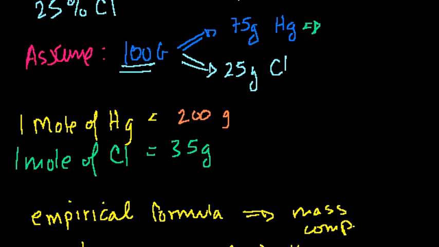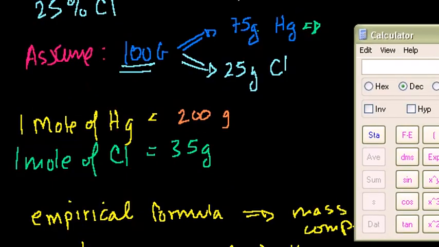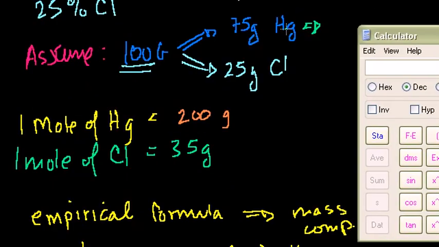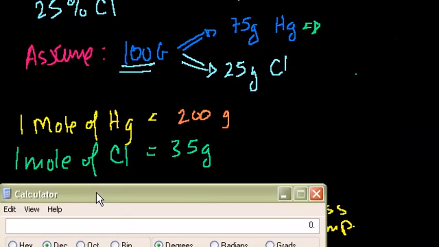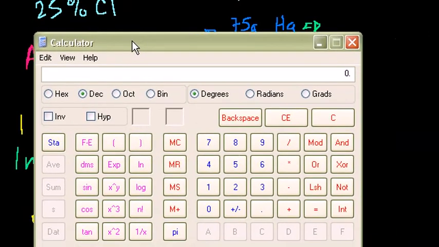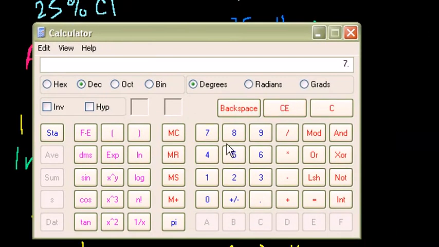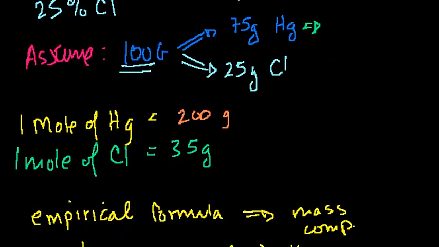So how many moles of mercury do I have? Let me get my calculator going. I have 75 grams of mercury. 1 mole of mercury would have a mass of 200 grams. So I could just take 75 divided by 200. It tells me how many moles I have. 75 divided by 200 is equal to 0.375 moles.